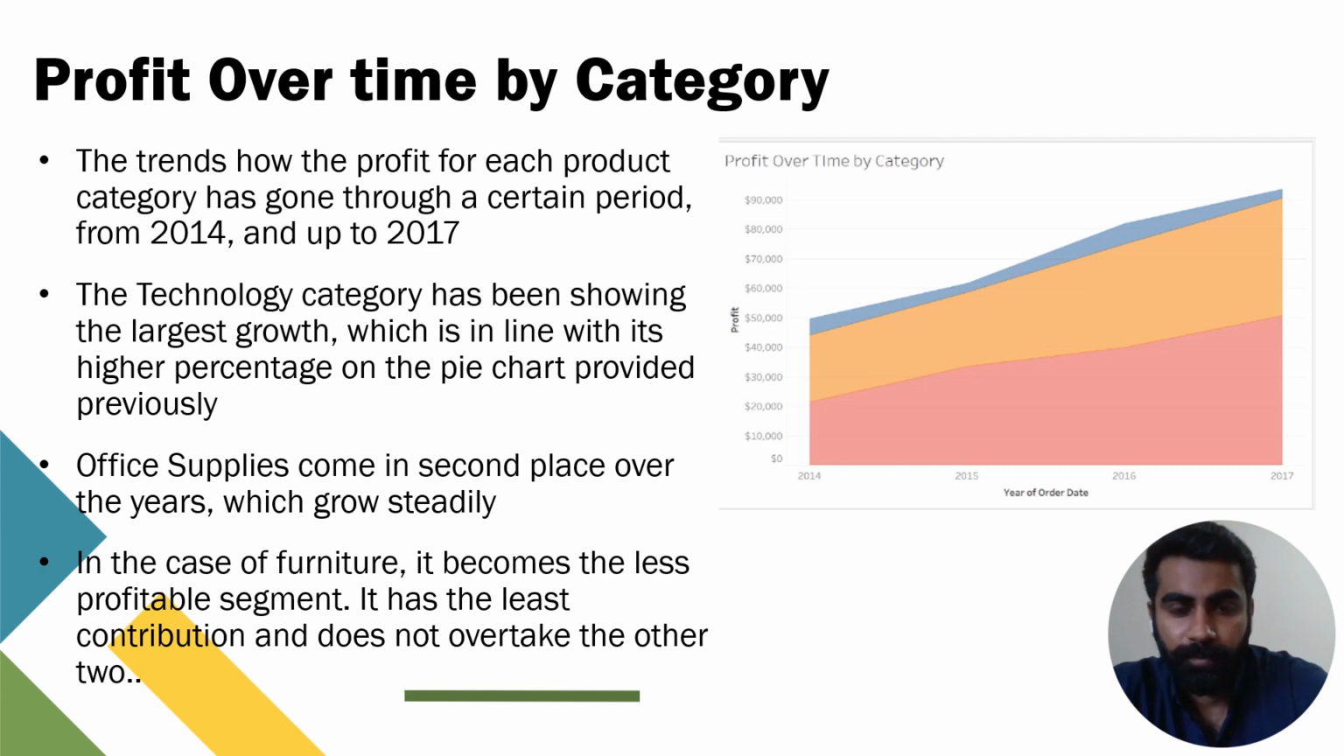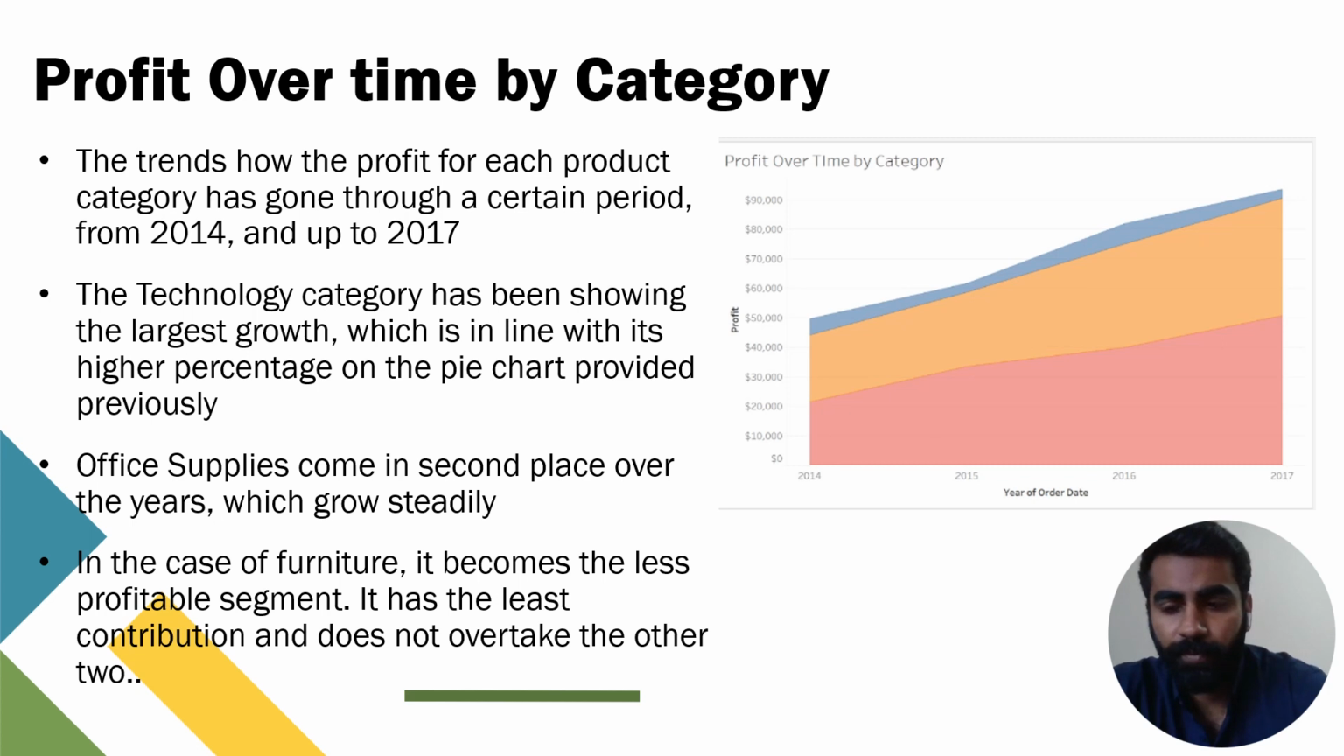So now moving towards the third slide, which is profit over time by category. This chart provides a view of the trend over a period from 2014 to 2017. Here's a brief analysis on the report. All three categories, namely technology, office supplies, and furniture, show an overall increase in profit over the years. This suggests a positive trend in the business operations.